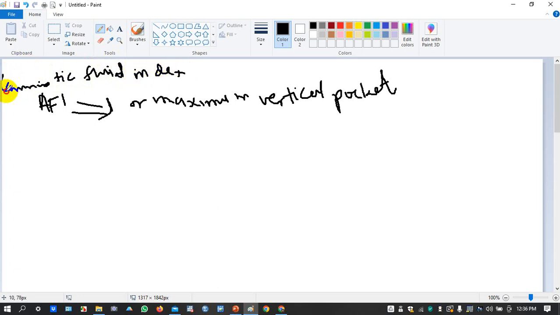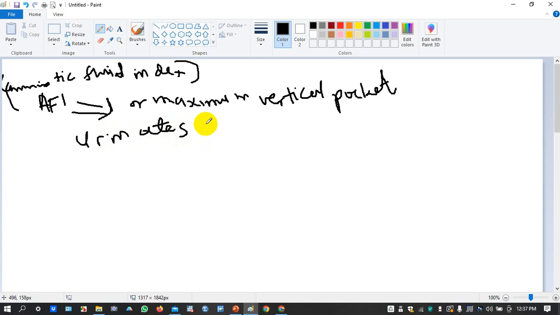We look for AFI, or amniotic fluid index. Yes, this is what we do. The amniotic fluid is the fluid which the fetus urinates into. So the fetal urine forms the amniotic fluid. It urinates into the amniotic cavity, and the fetal urine forms the amniotic fluid.